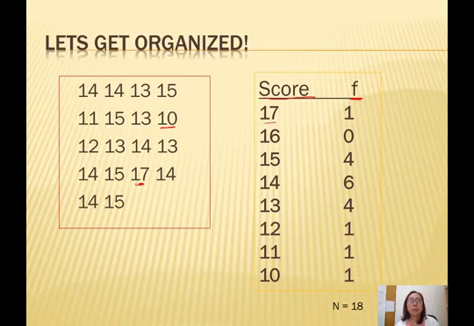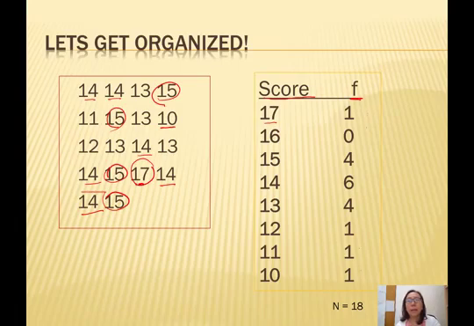For example, 17. How many times do you see the number 17? Well, there's only one. So the frequency is going to be 1. 16 doesn't exist in this table, but it was listed here just for the sequencing of the numbers, listing all the way down to 10. So the frequency there is going to be 0. Then you have 15. You got 15 4 times. So here's the frequency of 4. And then you have, in a similar way, 14, you will find them 6 times. So here's 6. 13 occurs 4 times, 12 once, 11 once, 10 once.